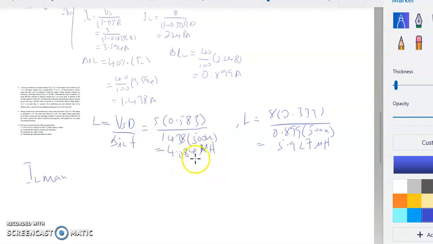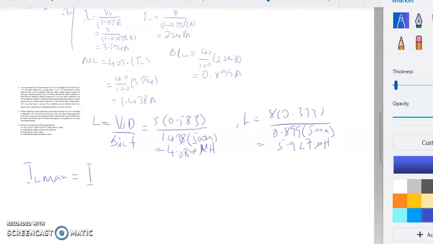You don't need to round up again, just put in the calculated value first. But for 8 volt input with the 0.333 duty cycle, we get 5.927 microhenry.